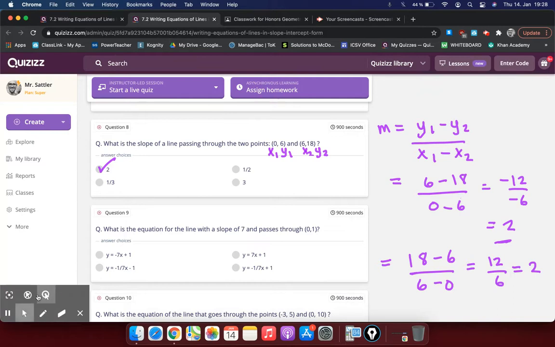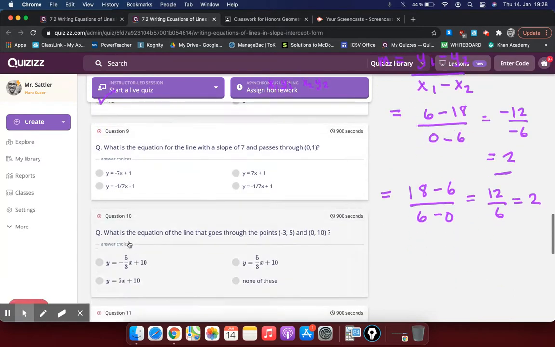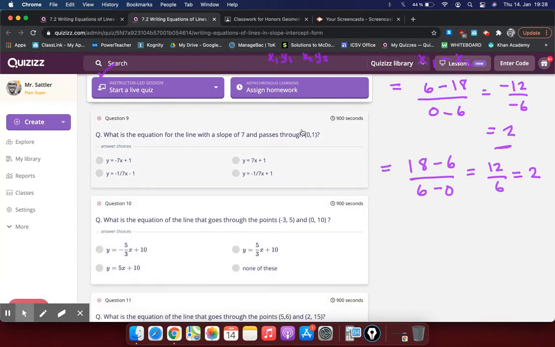So, next one. What is the equation for a line with a slope of 7, passes through 0, 1? So we just have to note that this point is the y-intercept. Whenever you see an x-coordinate of 0, that means the y-intercept is the y-coordinate. And then the slope is 7, so we're looking for y equals 7x plus 1.